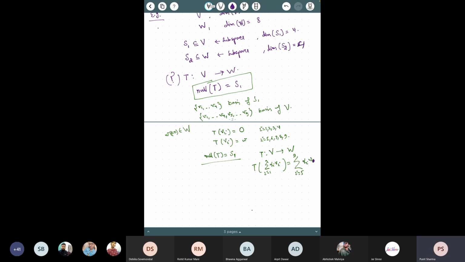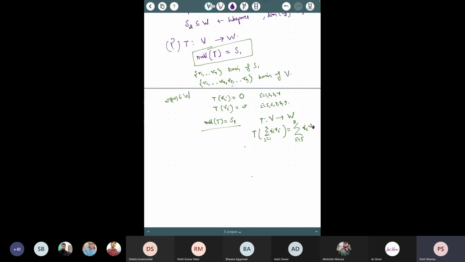It's good that you understood this result. So let us choose W1 to W5 in W, which are linearly independent, and then you assign them to Wi. Right. So then you can find this linear transformation such that the null space of T is equal to S1. Right. So let us ask the same question for the range space also.